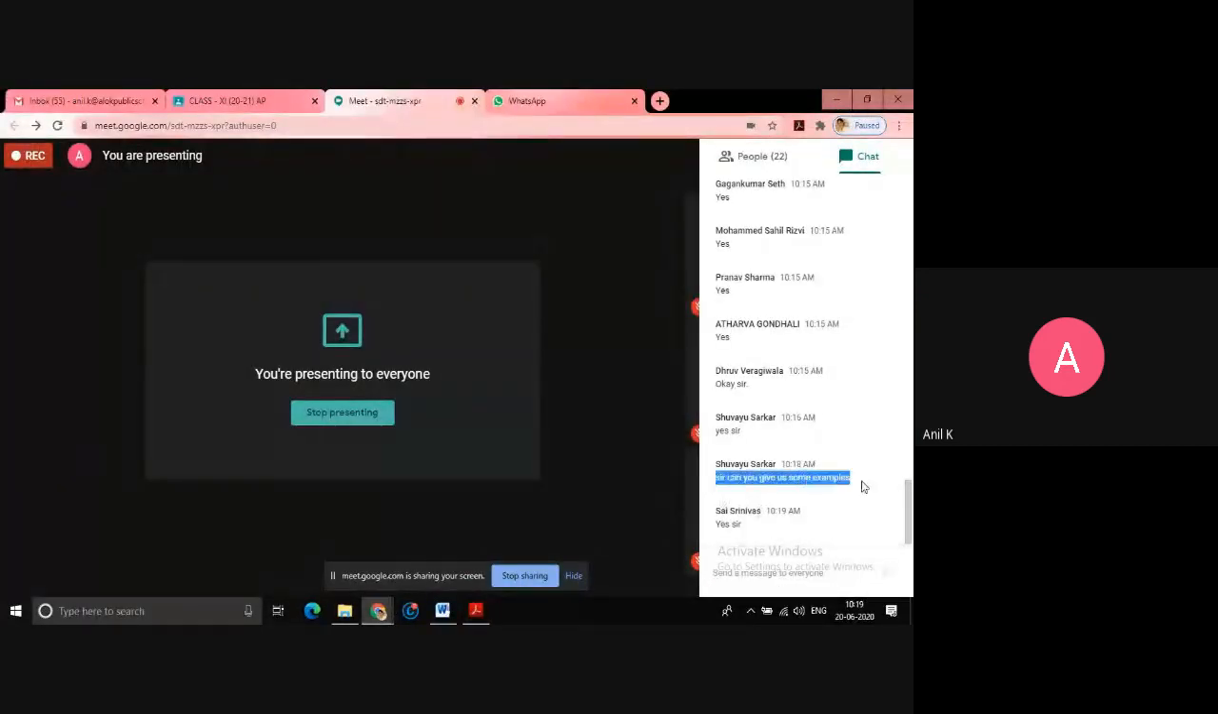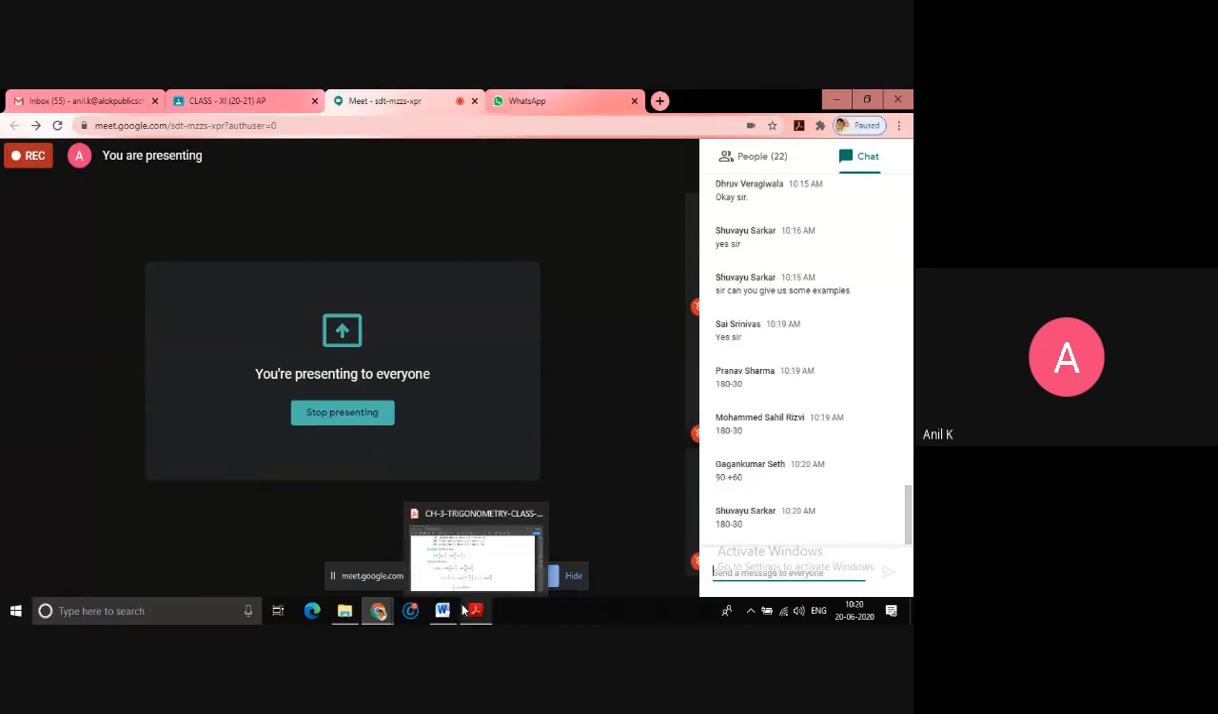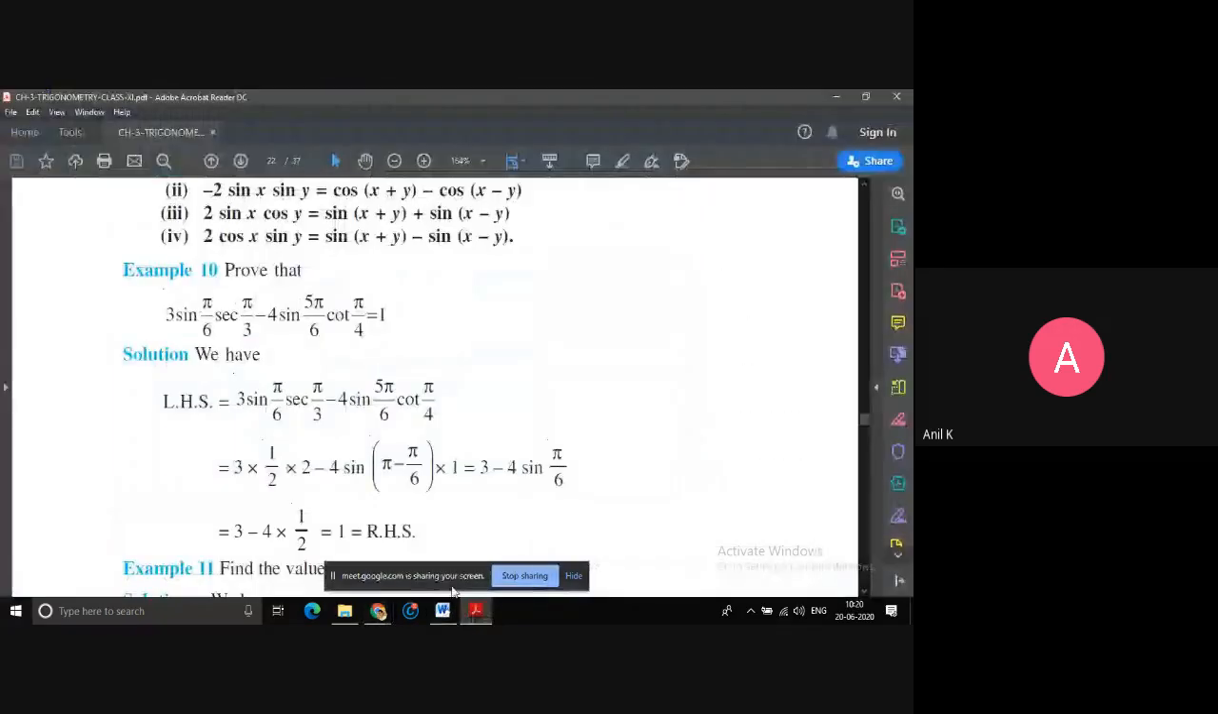So can you give some examples? Yeah, we are going to solve examples only. How can you write 150 degrees? What are the ways you can write? 180 minus 30, or in terms of 90 plus 60. Yeah, 90 plus 60 I'll go with, because both the angles 90 and 60 we know.